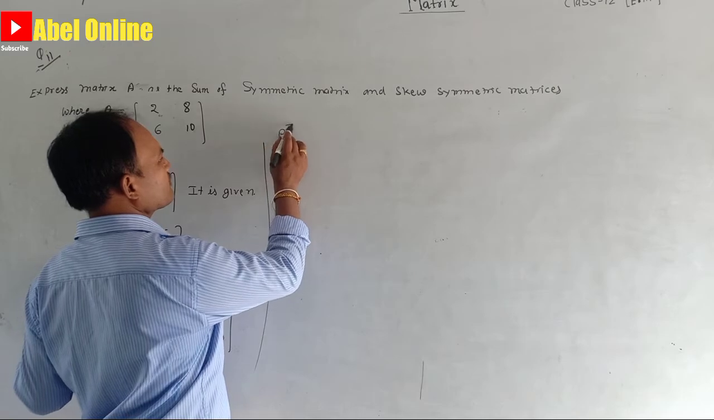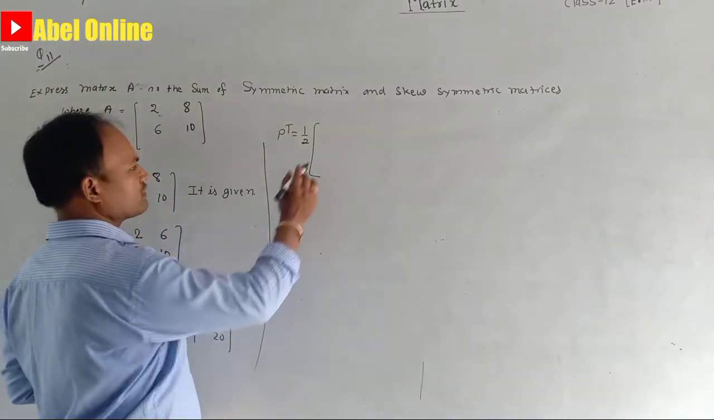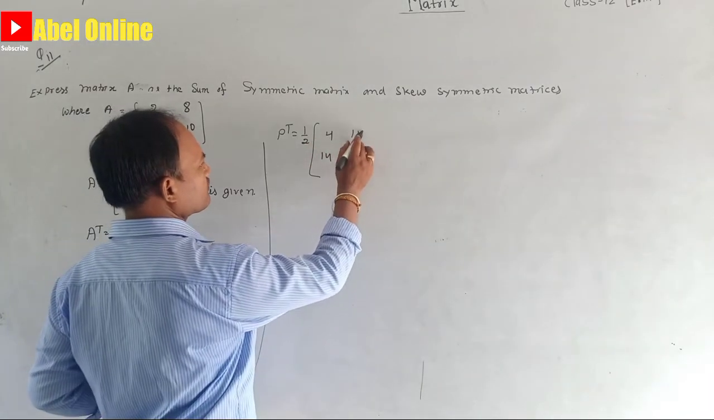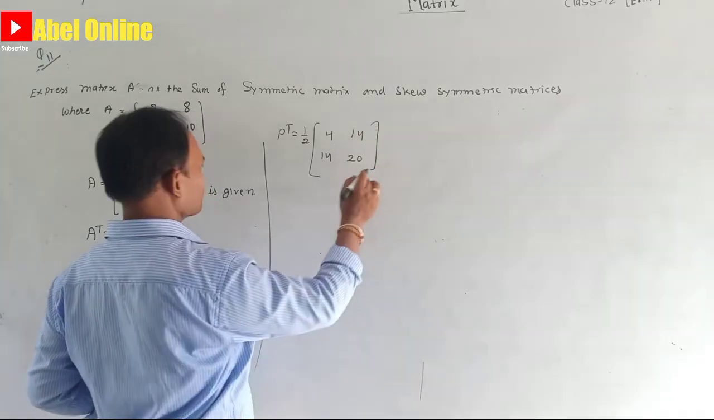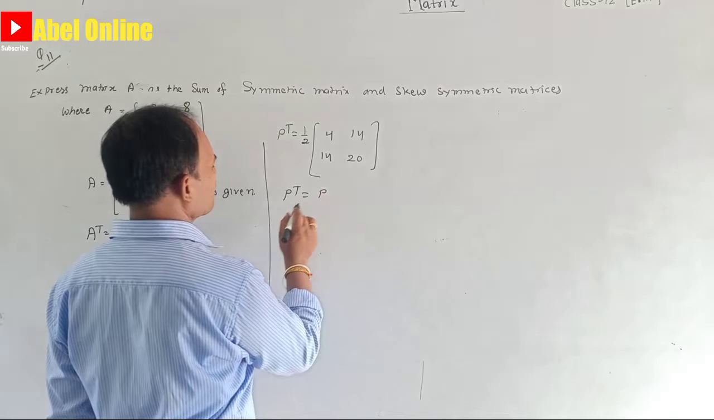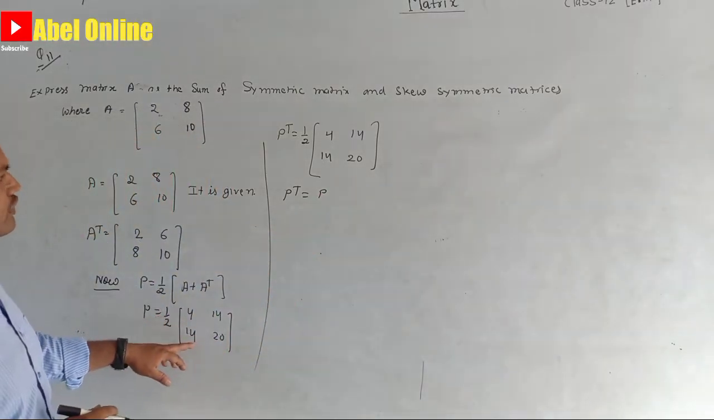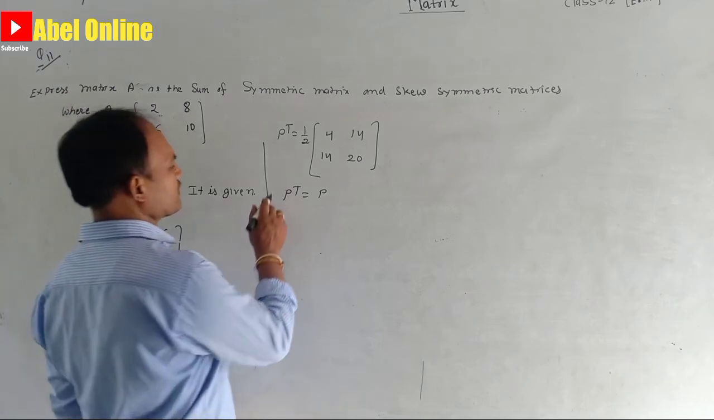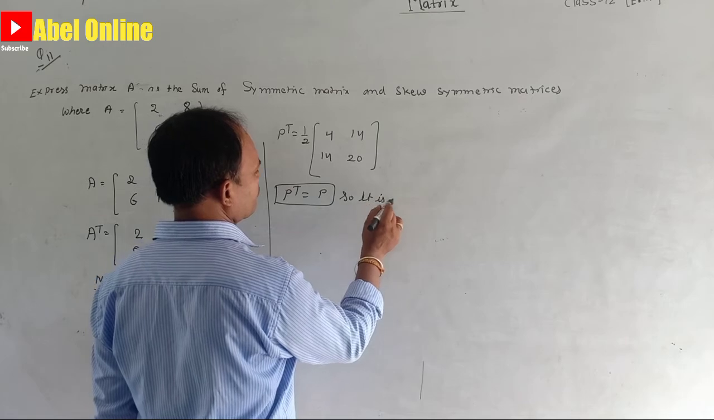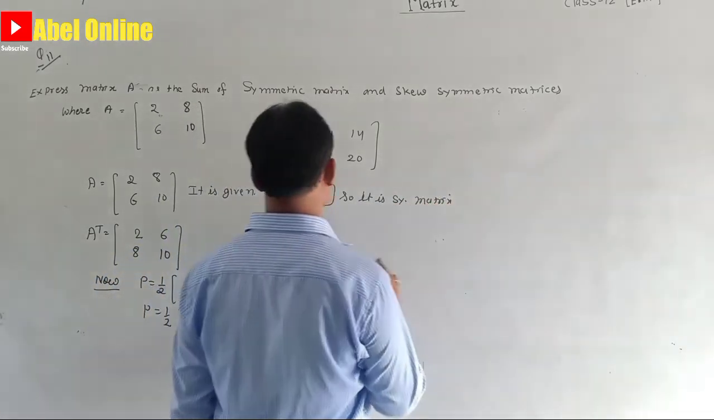Now what about P transpose? When we are saying about P transpose, it is 4, 14, just convert row to column, 14, 20. So what about the P? Is P transpose equal to P or not? P transpose is equal to 1 by 2 times 4, 14, 14, 20. So P transpose is equal to P. So it is a symmetric matrix.